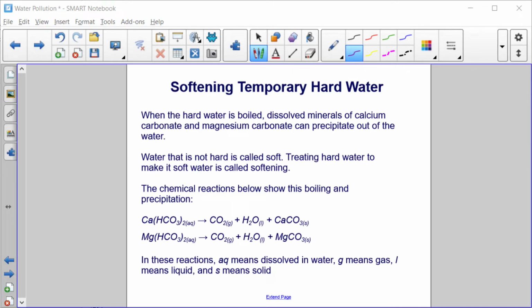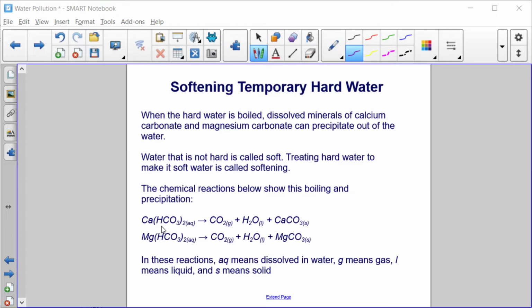When the hard water is boiled, dissolved minerals of calcium carbonate and magnesium carbonate can precipitate out of the water. Water that is not hard is called soft. Treating hard water to make it soft water is called softening. The chemical reactions below show this boiling and precipitation.